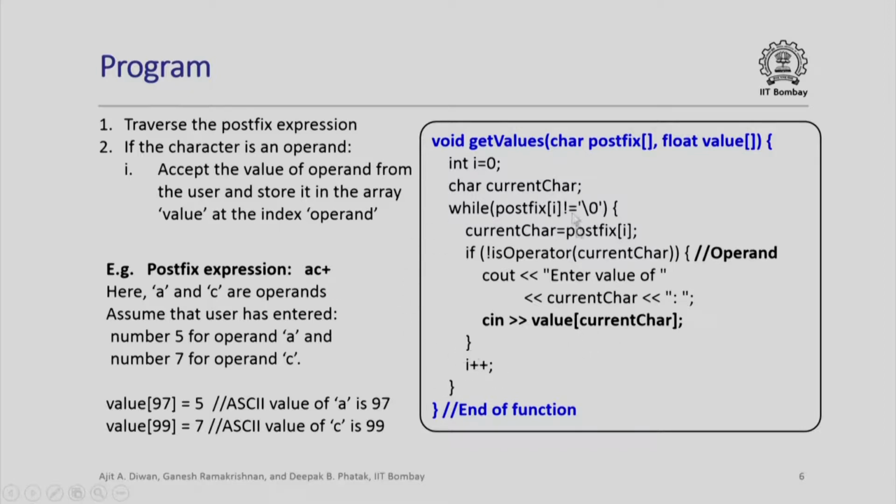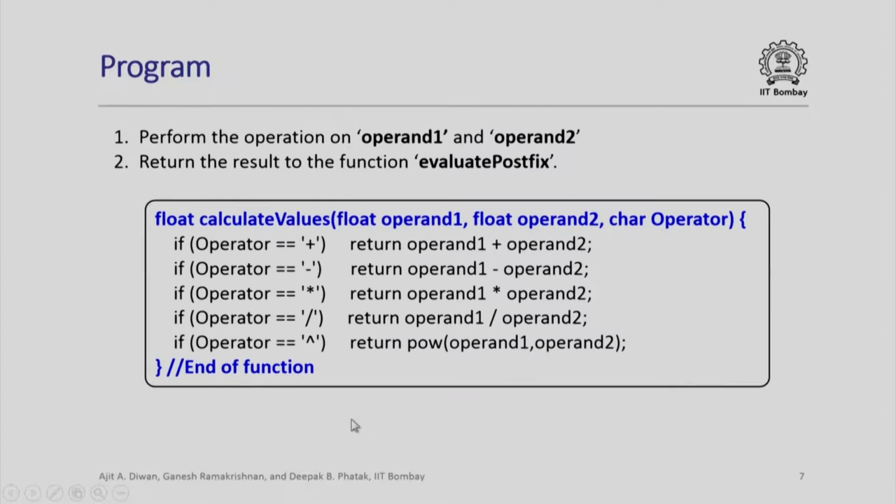When we have completed all of this, we would have collected all the values. Note that the postfix expression string itself will contain operands as well as operators. We are ignoring all operators, we are only looking at operands and collecting values of those operands. Next, we look at actually calculating the value of the operation. So, we want to perform the operation on operand 1 and operand 2, and the result is to be returned to the function evaluate postfix.